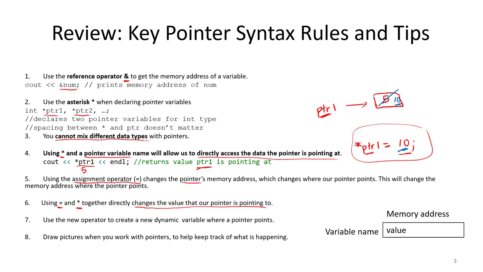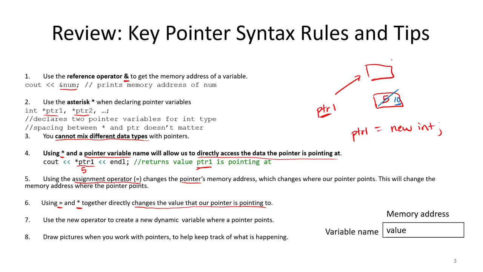Rule number 7 is also very important. We can use the new operator to create a new dynamic variable where the pointer points. For example, if I have this pointer PTR1 and I say PTR1 points to a new int, that will make PTR1 point somewhere else. And it will point to some other memory address that is big enough to hold an int in this case. And then we can use this pointer PTR1 in order to access and manipulate that new dynamic variable.